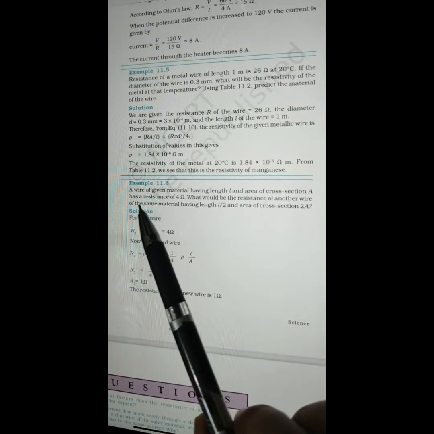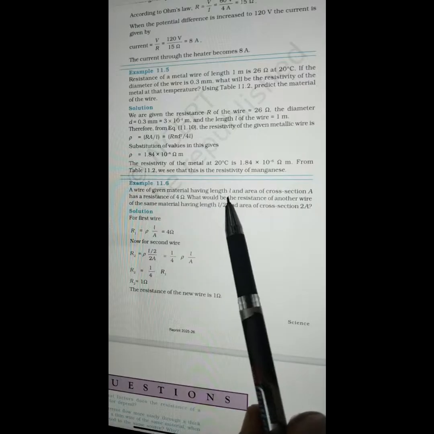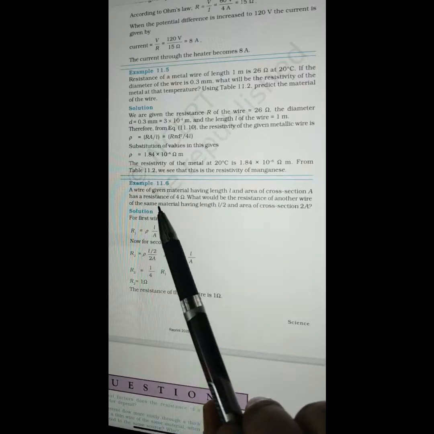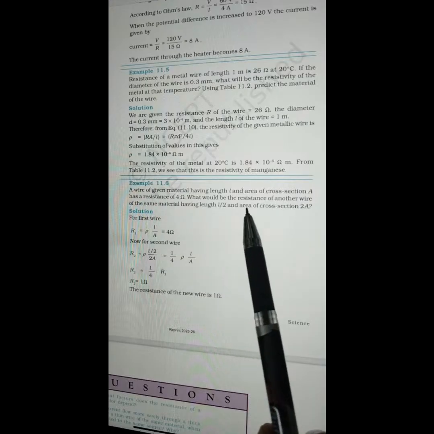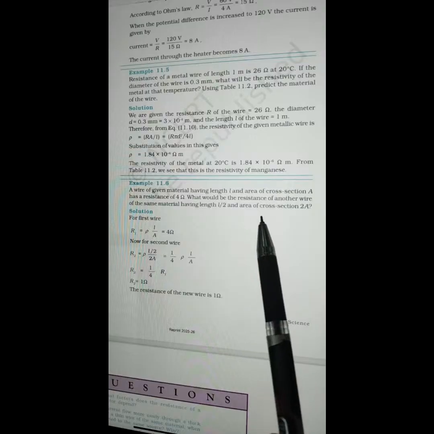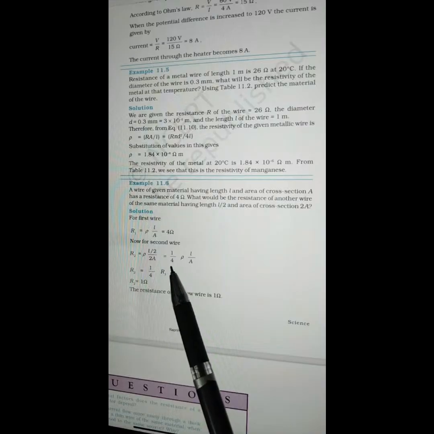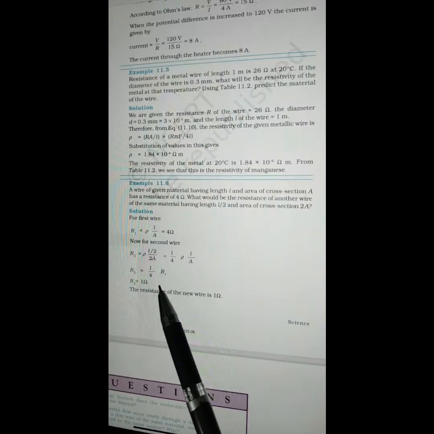Example 11.6. A wire of the given material having length L and area of cross section A has a resistance of 4 ohm. What would be the resistance of another wire of the same material having length L by 2 and area of cross section 2A? So R1 is equal to rho L by A, which is 4 ohms. Now for the second wire, we simplify it as rho into L by 2 upon 2A. So it will come up to be 1 by 4 R1. So R2 is 1 ohm after simplification.